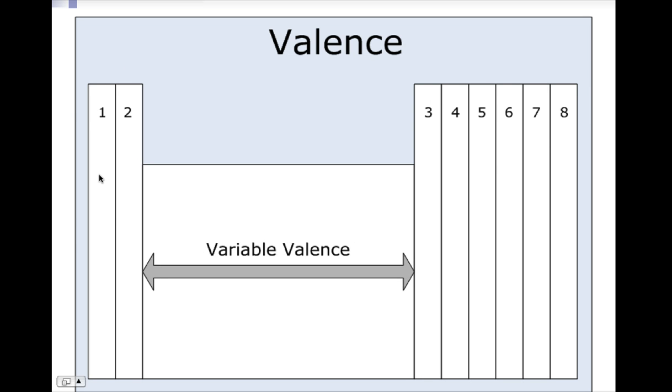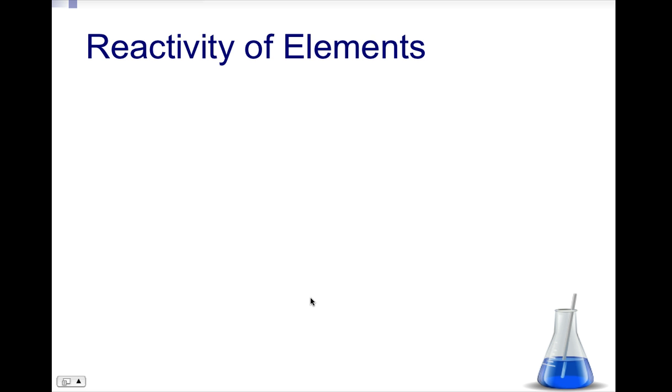Valence electrons: anything in group 1 will have 1 valence electron. Anything in group 2 will have 2 valence electrons. Anything in group 13 will have 3 valence electrons. Group 14 will have 4. We skip over the transition metals because these will have a different variety of valence electrons, depending on how many electrons the atom is willing to give up.